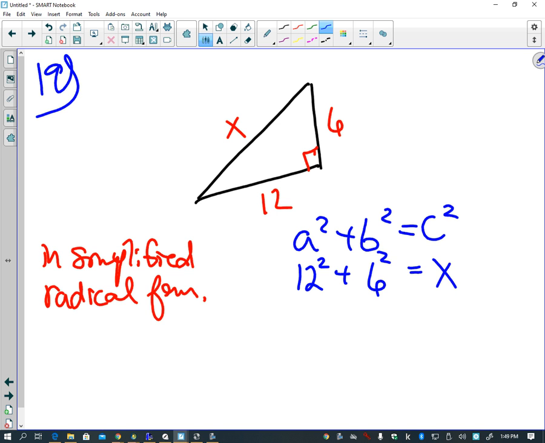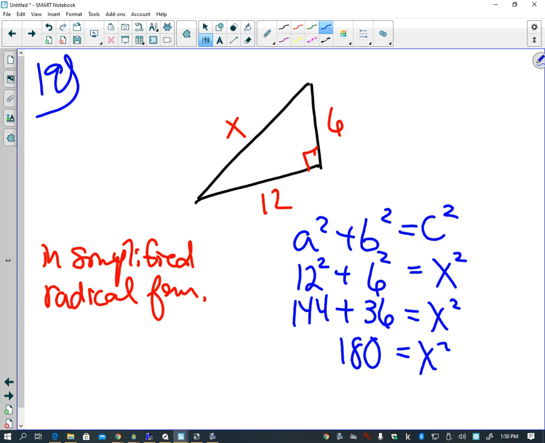Okay, what's 12 squared? What's 6 squared? 36. You need to square that too, right? 144 plus 36. You think it's 180? 180, okay. 180 equals x squared. A bunch of people will stop there, right? Like Garrett. Okay, what's left? Tatum? Square root both sides.